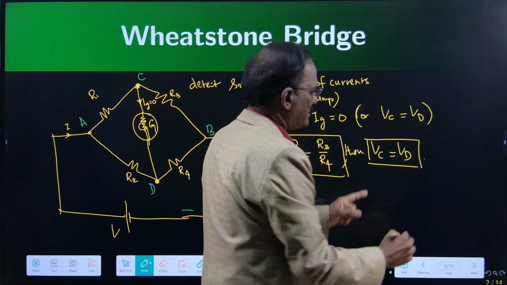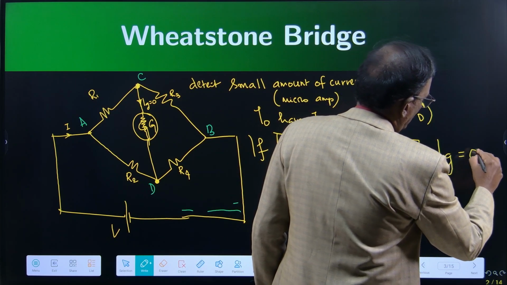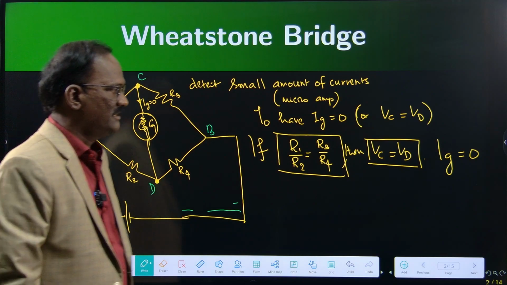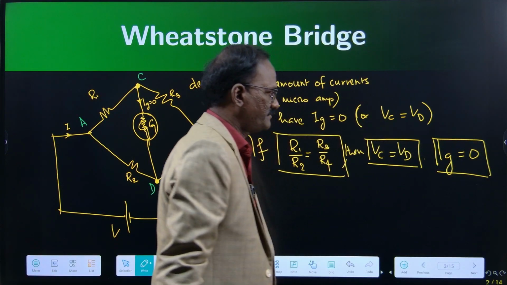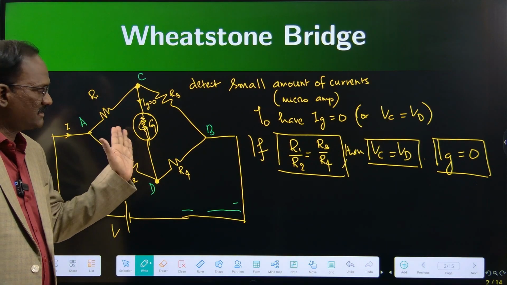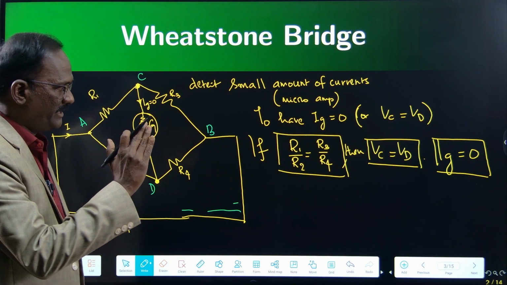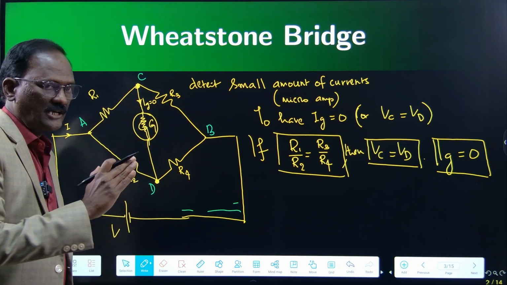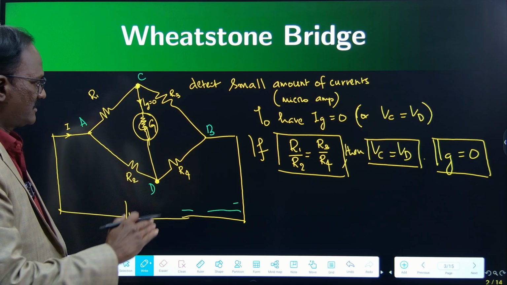If Vc is equal to Vd, the current through the galvanometer is 0, right? Ig is equal to 0. The galvanometer won't show any deflection. It won't deflect. The pointer will be standing on the middle position, right? The galvanometer can show the positive deflection as well as negative deflection, right?